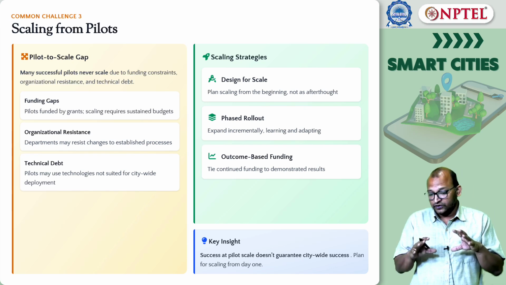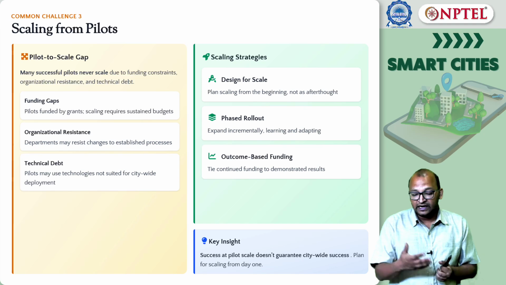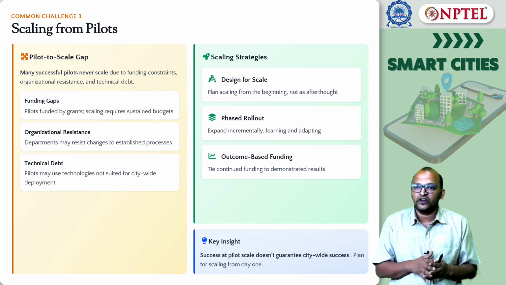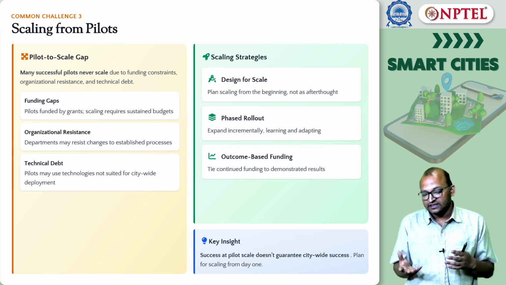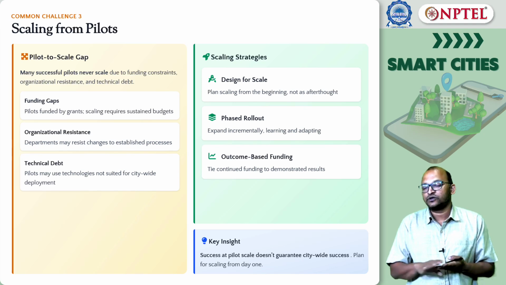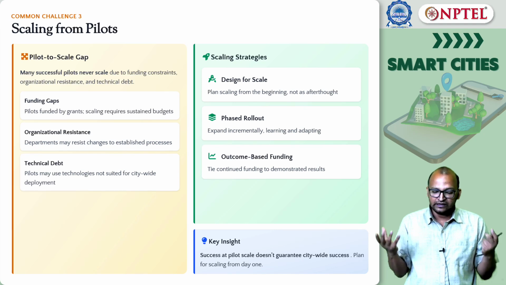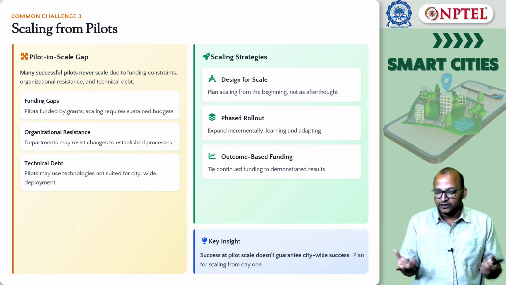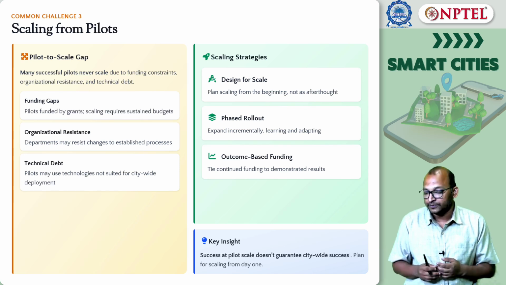So there are funding gaps, because pilot projects can be funded by grants, but scaling requires a significant amount of budget. There might be some organizational resistance. The department may resist changes to established processes, and also there might be technical debt. Maybe the pilot used technologies which are not suited for city-wide deployment.